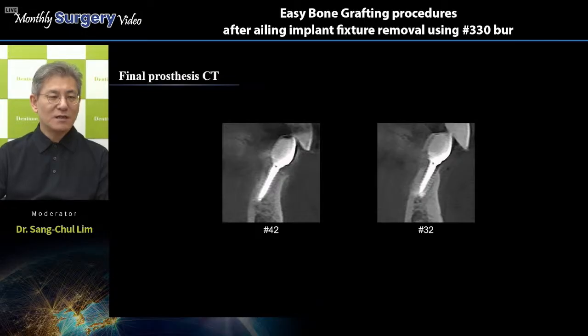And the final cone-beam CT view of cases number 42 and 32 gave us a good, healthy situation of the marginal bone and the soft tissue relation. The final restoration was good.